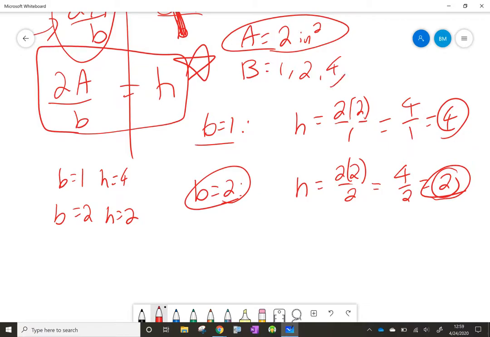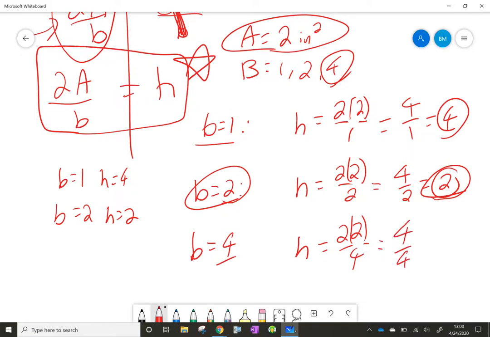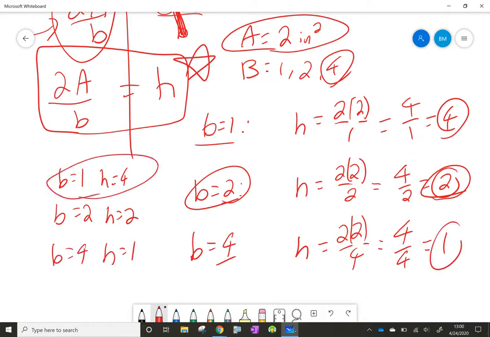And let's try the last one of 4, right? Let's plug that one in. So the base of 4. So let's use our formula. h equals 2 times a divided by b. Remember, a is still 2. That's not changed. But b in this case, we're going to test out 4 inches for our base. So plug in 4. So 2 times 2 is 4 over 4. 4 divided by 4 is going to be 1. So if I have a base of 4 inches, I'll have a height of 1. So there are our 3 results.